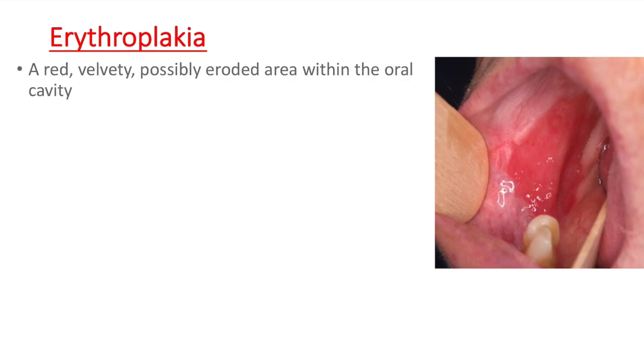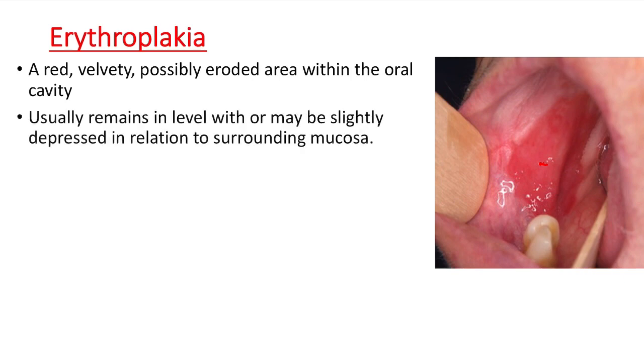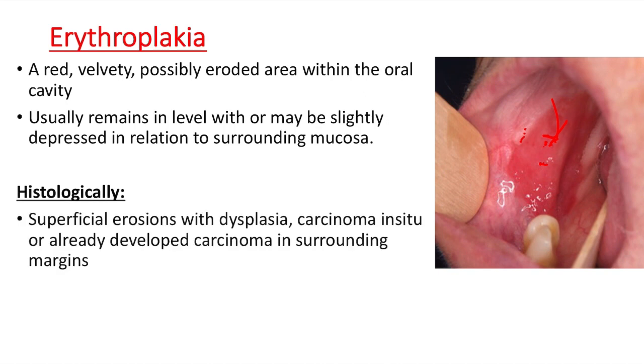Now erythroplakia: a red velvety, possibly eroded area within the oral cavity. You can see the red velvety, possibly eroded area. It usually remains level with, or may be slightly depressed in relation to, the surrounding mucosa. You can see this is the elevated part and this erythroplakia may be slightly depressed. Histologically, superficial erosions with dysplasia, carcinoma in situ or already developed carcinoma in the surrounding margins. You can see here the carcinoma may develop in the surrounding margins, or carcinoma in situ.